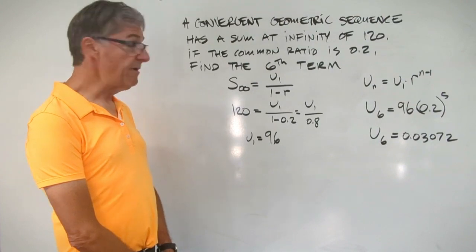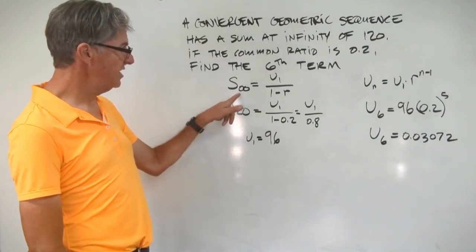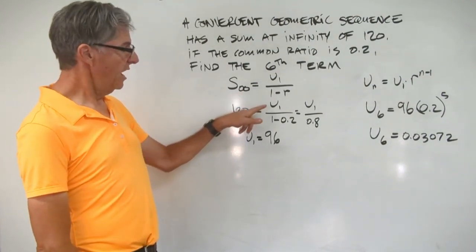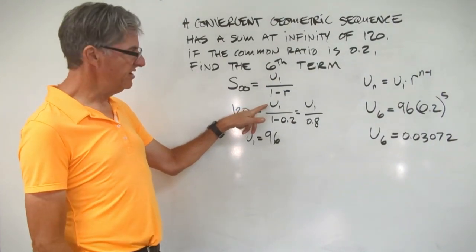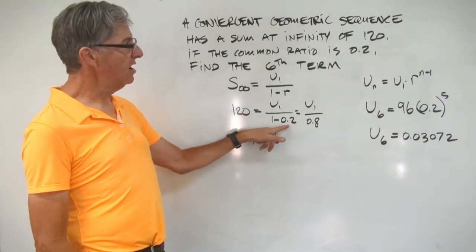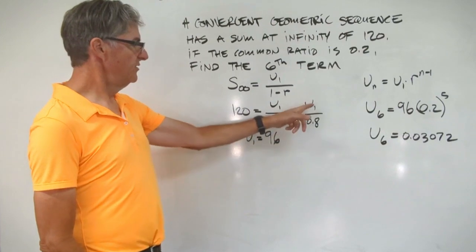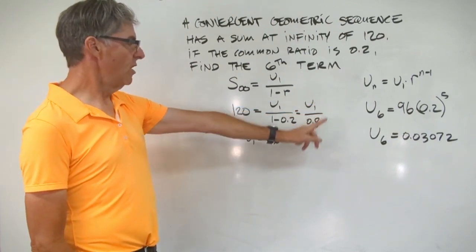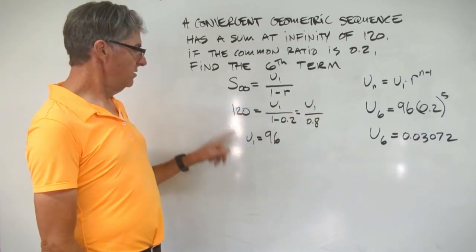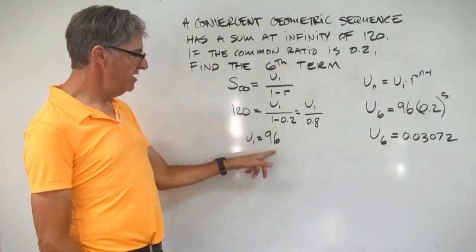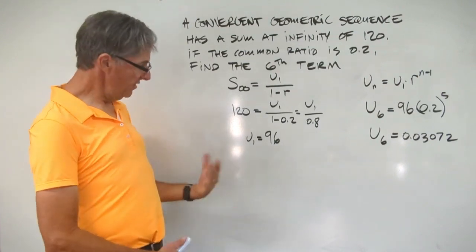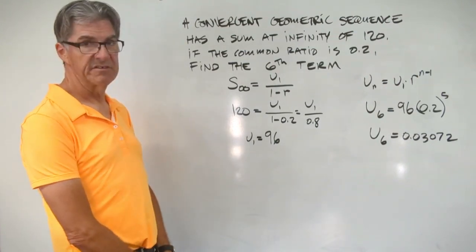All right, I just did my plug-in step here. I put my sum at infinity of 120. I did my u1, don't know what that is yet, over 1 minus r, my r is 0.2, so I get u1 over 0.8, multiply through, and I get u1 equals 96. So there's my first term of my sequence.